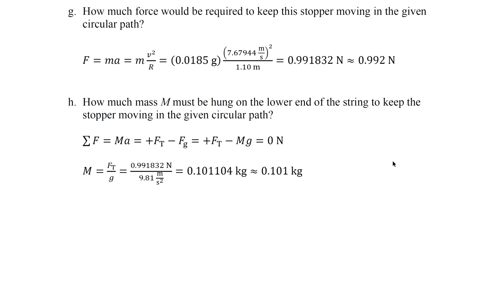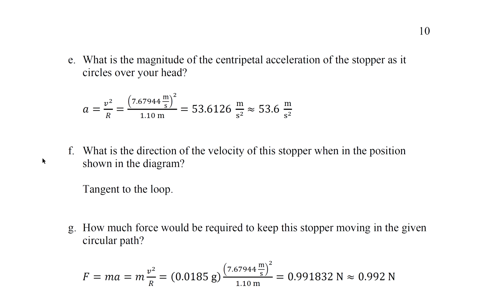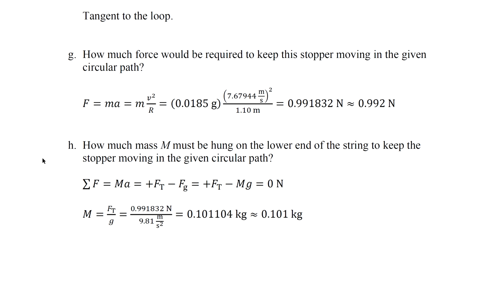So that's this force of tension minus force of gravity when we're looking at this object on the bottom. So circle the object on the bottom, label the forces, plus force of tension up minus force of gravity down. And it's not moving, so sigma F is equal to 0. So solve for big M, and we get an answer.